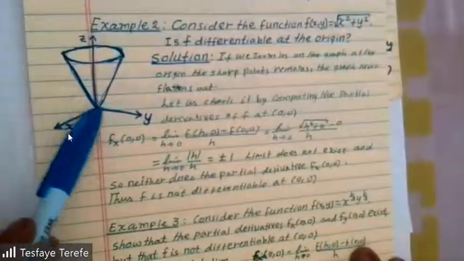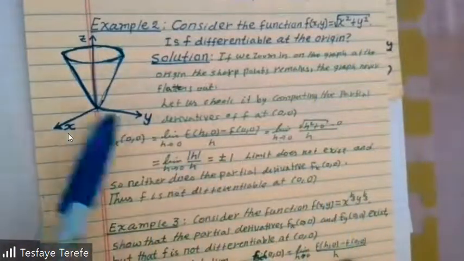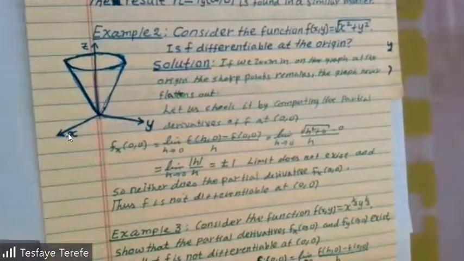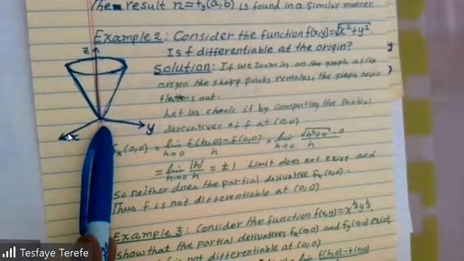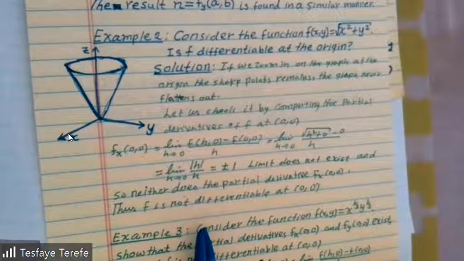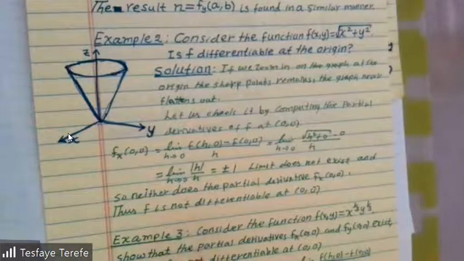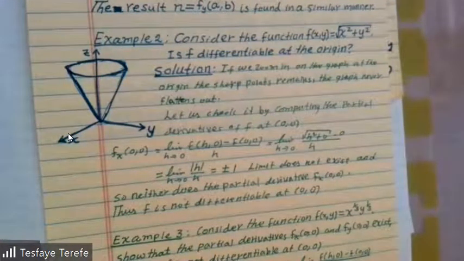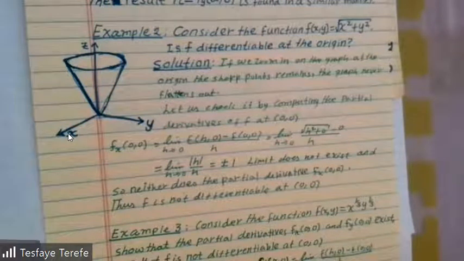If you look at, for example, this one, it is the upper half of a cone. At the point (0, 0), if you try to make a linearization, there is no way this is going to be flattened. It will be sharp, pinpointed. Therefore, we are not going to have a tangent plane. That is the argument we can make by observing, but observation cannot really be a proof. So let us check by computing the partial derivative.